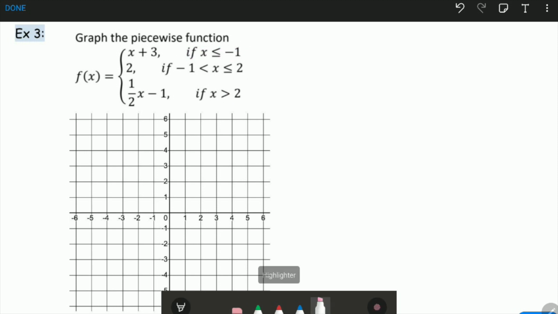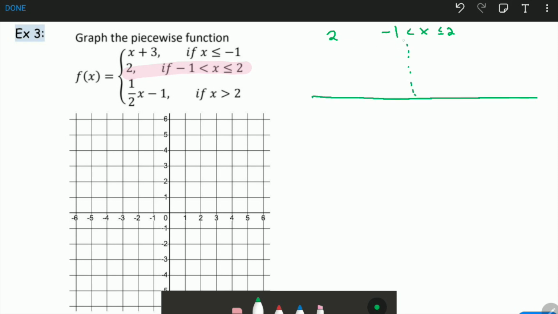Since there is a piece that is similar to what we've already done, let's go ahead and take care of that first. We're going to take care of the middle piece first. The equation is 2 when x is negative 1 less than x less than or equal to 2. Go ahead and take care of this first. So our first x value for the endpoints is negative 1.